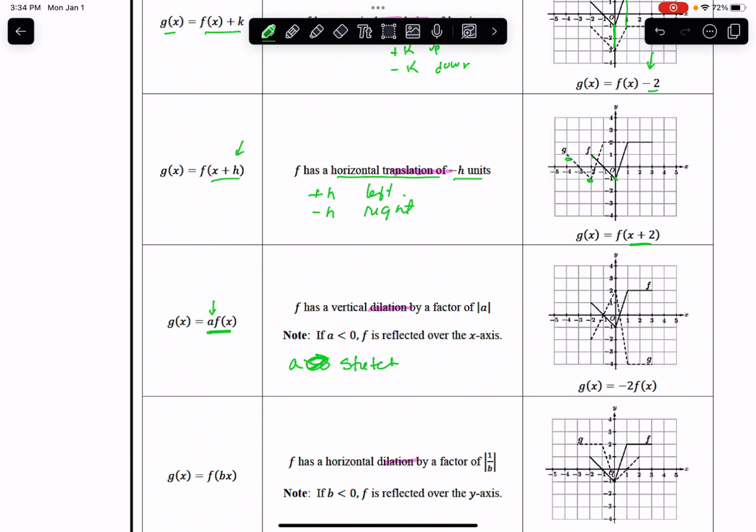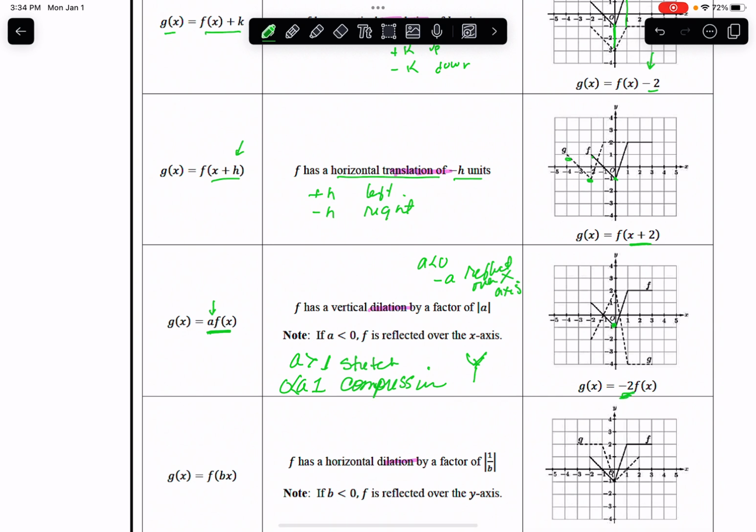Sorry. Let me erase this, get it back. If a is greater than 1, it's a stretch. If a is between 0 and 1, it's a compression. Hopefully you remember that. Now if a is less than 0, so negative a, it's reflected over the x-axis, which affects y. So both of these things affect y.